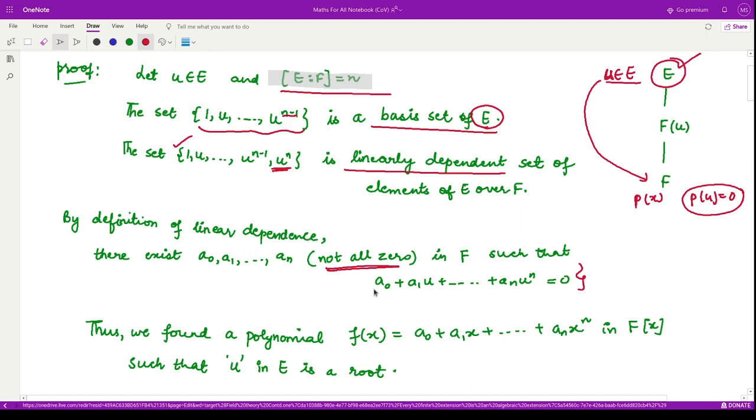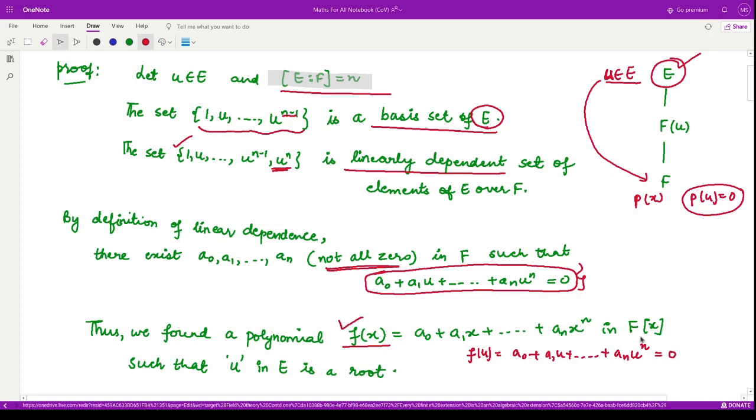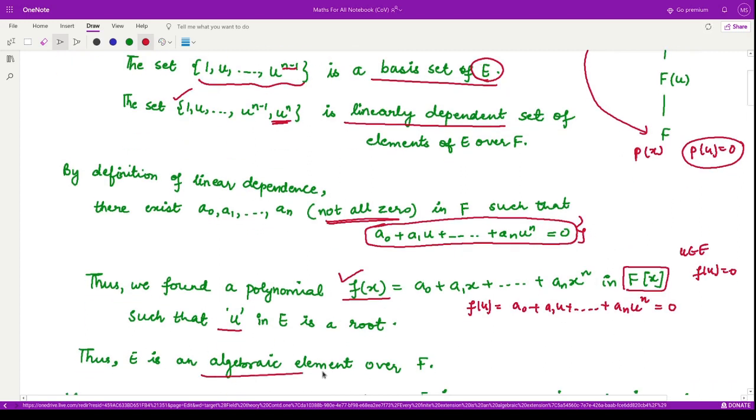Now can you see from here, we have found one polynomial such that u is a root of that polynomial. Let us call this polynomial f(x), which is equal to a0 plus a1 x plus up to an x raised to power n. Now if you calculate f(u), that simply comes out to be a0 plus a1 u plus up to an u raised to power n, and that is equal to 0. That means for this polynomial in F[x], we have an element u in E such that f(u) is equal to 0. Thus u is an algebraic element over F.